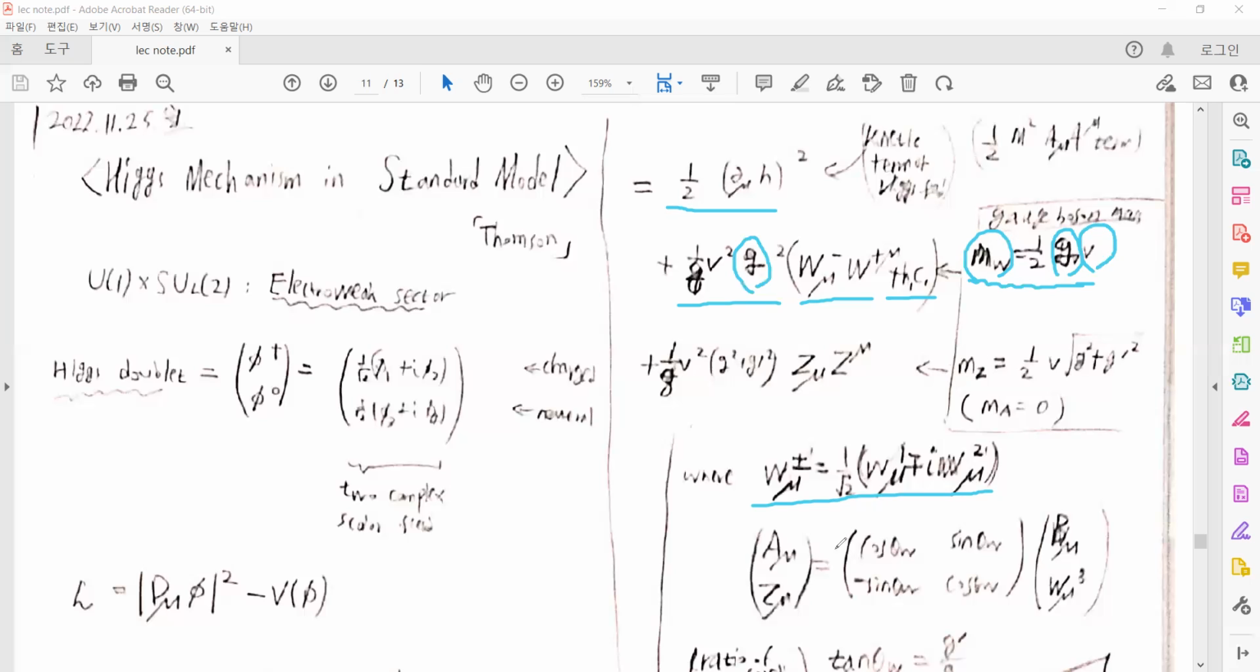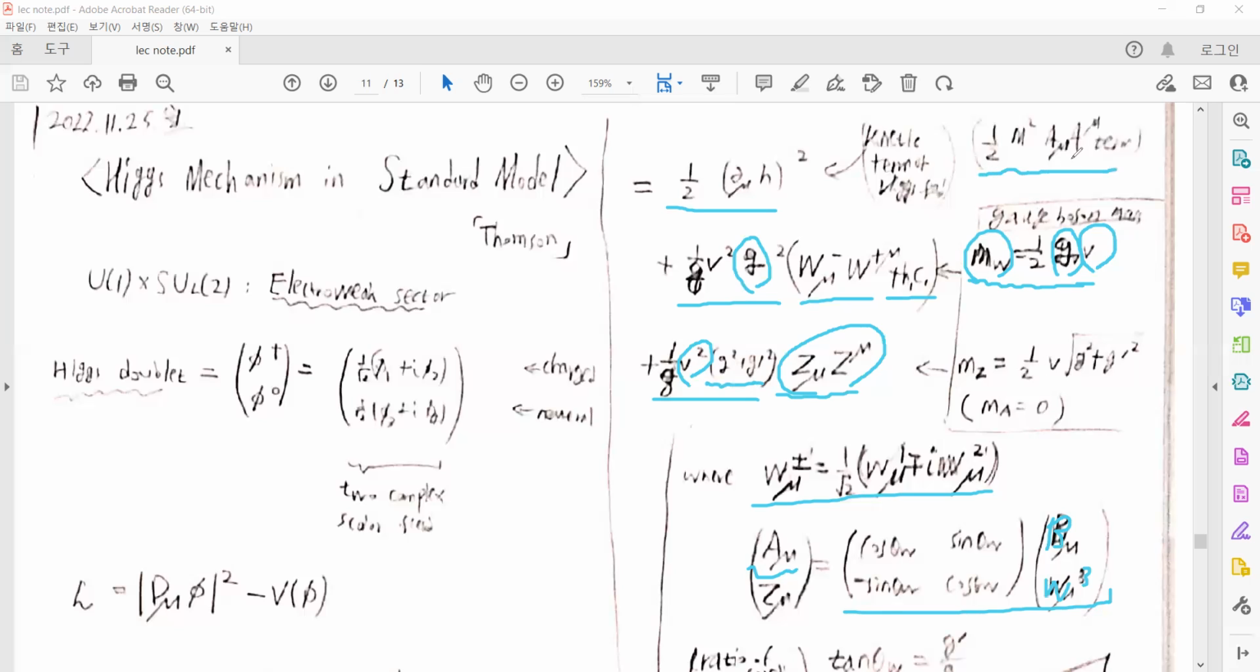Similarly, we can define the Z boson and the photon A_mu, which is the mixing of the B boson and the W3 boson with the Weinberg mixing angle. If we define it like that, then there is a massive Z boson, which is the exchange particle for the neutral weak current, and it is determined by the non-zero vacuum expectation value of the Higgs and the coupling constants of U(1) and SU(2). And there is no mass term for the photon.